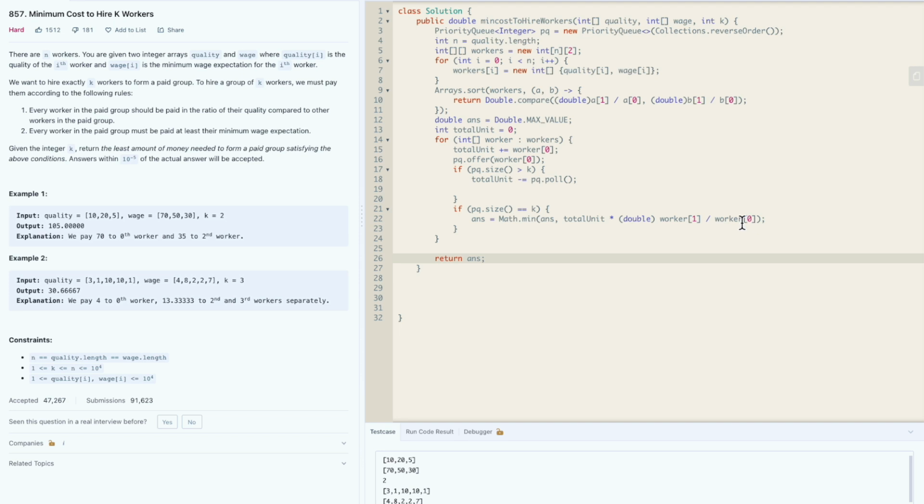There are obviously some optimizations that we can use. For example, we can make a worker object, or increase the dimension by 1 and store the unit price in place, so we don't need to calculate it every time. The time complexity, because we're using sort, will be n log n. And the space complexity is basically this workers array, which is O of n.